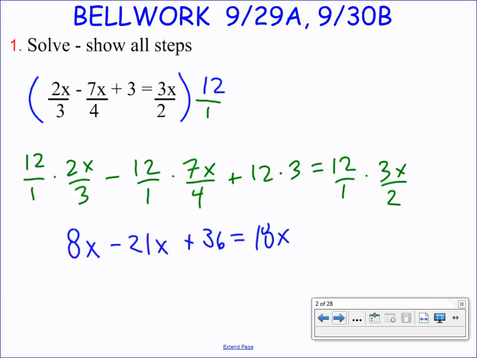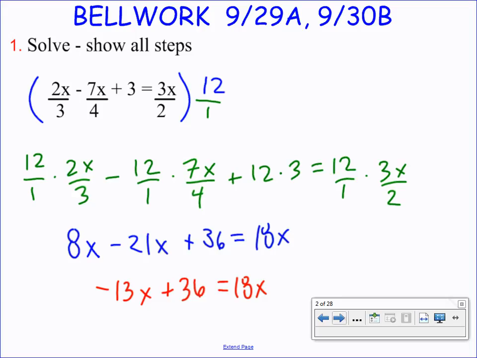No fractions. So our technique to clear the fractions in one fell swoop is to multiply each term on both sides by the least common denominator. Now it's just a hop, skip, and a jump, right, away from the answer. We know we can combine like terms, same side, same operation. So it looks like negative, is that 13x plus 36 equals 18x.